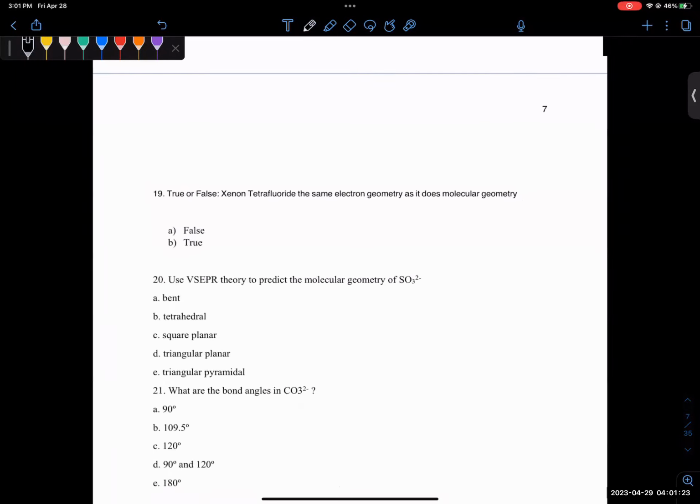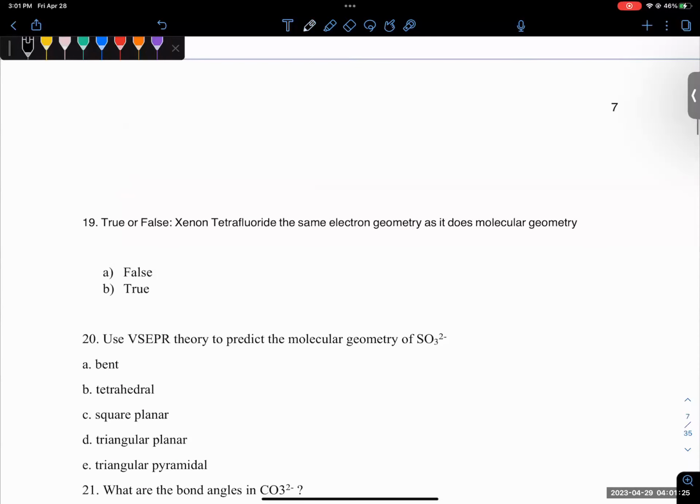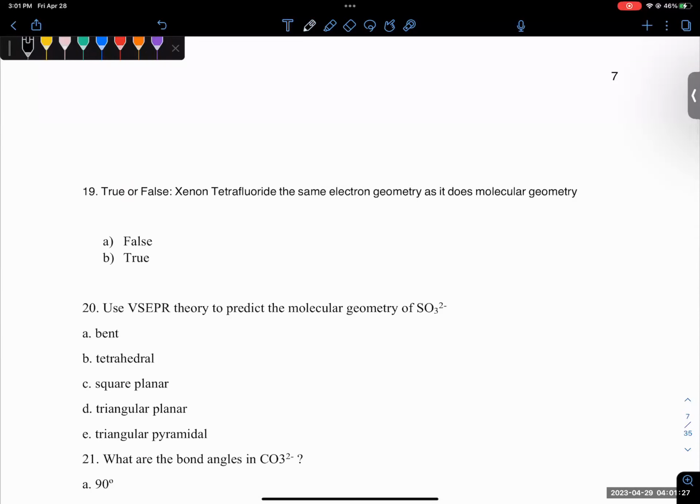Speaking of the difference between electron geometry and molecular geometry, do you want to explain that, Daniel? Yes. So the question is, does this compound have the same electron geometry as it does molecular geometry? And that depends on the lone pairs. Okay, so let's draw this one out. So we have XeF4.